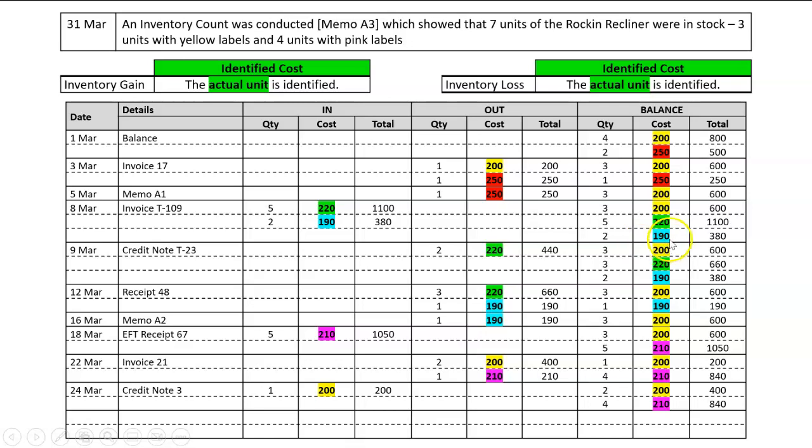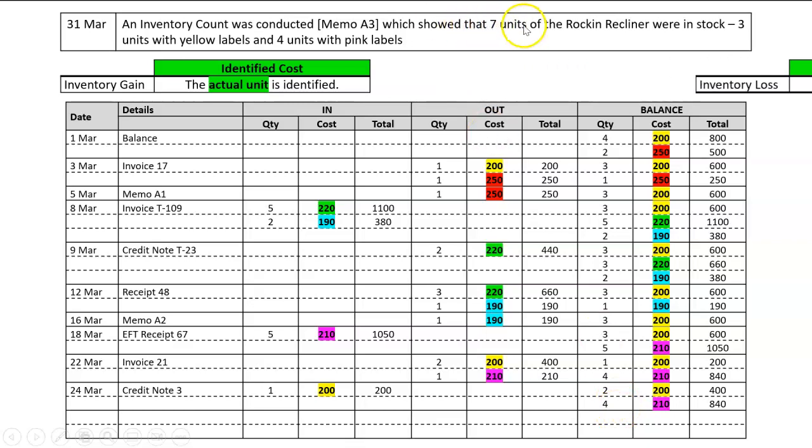Here's our inventory card. So what we do is we go to the balance column here, and the most recent balance that I have is 2 at 200 and 4 at 210. I should have 6 in stock. But here I've counted 7, so I've got an inventory gain. So that's going to be this one here. So we do the date, 31st of March, we write memo A3. Which one came in? Well, when I counted 7, there were 3 with yellow and 4 with pink labels. Well, I should only have 2 with yellow and 4 with pink. So I haven't gained a pink one, I've gained a yellow one.